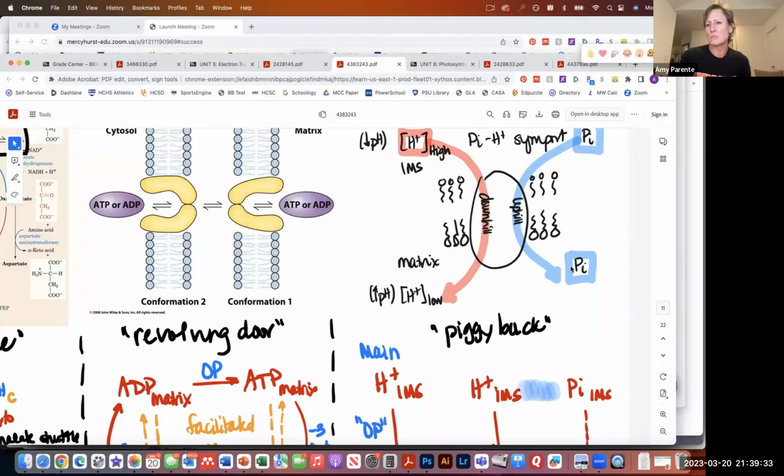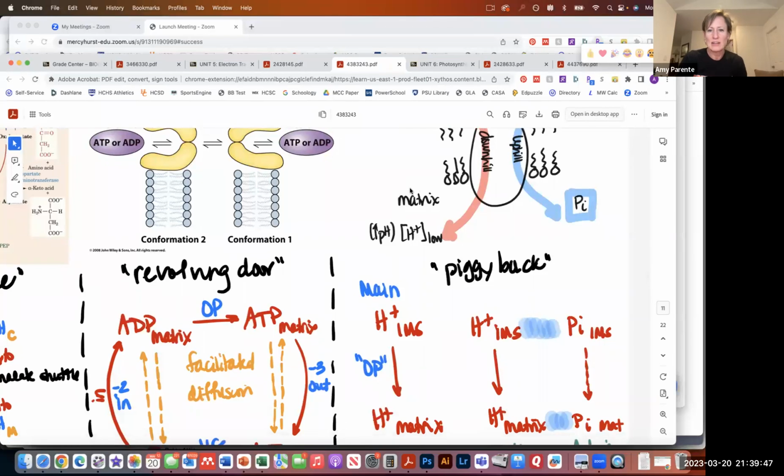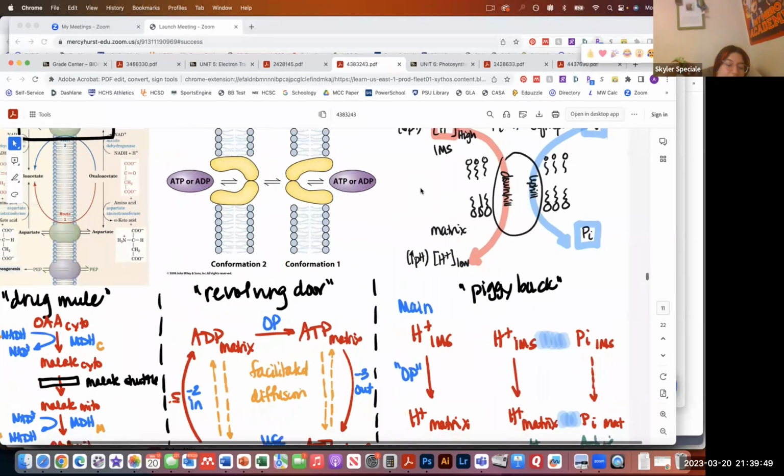Another way to think about a symport is that we're piggybacking because we're using this guy's energy to move this one against its concentration gradient. So that's those three things. So hopefully that helped clear that up. Yeah, it did. Thank you.